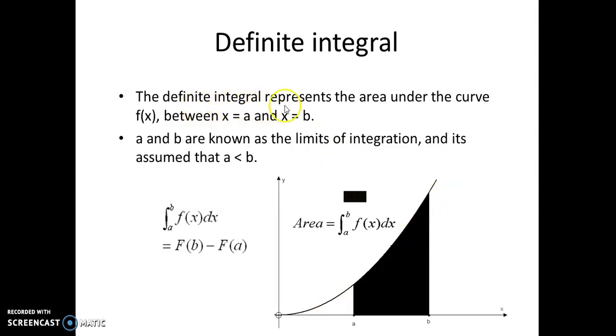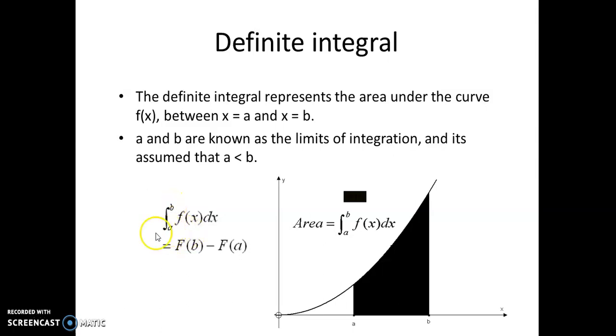The definite integral represents the area under the curve f of x between x equal to a and x equal to b. Now, a and b are what is known as the limits of integration, and it is assumed that a is always less than b, as we can see here. b is referred to as the upper limit of integration, and a is the lower limit of integration. The notation for definite integrals looks similar to the notation of indefinite, but we have an upper limit at the top of this long curly S, the integral sign, and a lower limit a. And of course, these would have values.